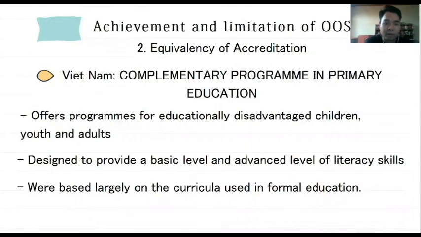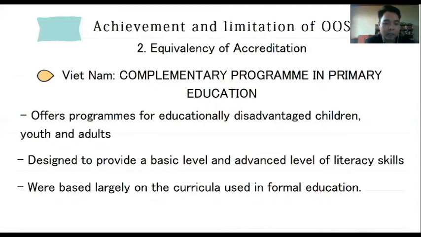The Vietnam Complementary Education offers programs for educationally disadvantaged children, youth, and adults who have no access to or who have dropped out of formal schooling. It has equivalency programs in primary, lower secondary, and upper secondary levels. They are provided at continuing education centers located throughout the country. These programs are designed to provide a basic level equivalent to primary level and advanced level literacy skills, which is equivalent to lower secondary level, and it is designed for children and youth aged from 11 to 18.